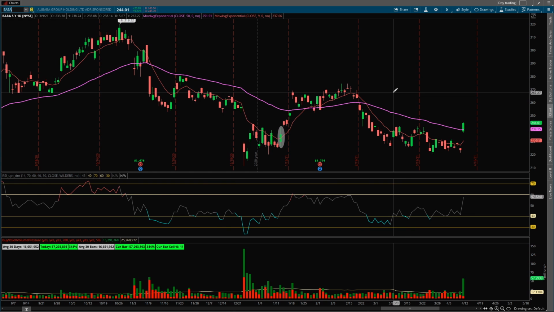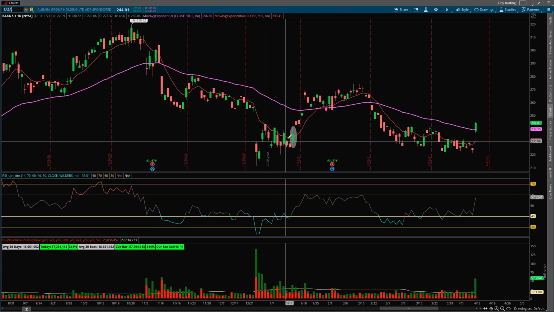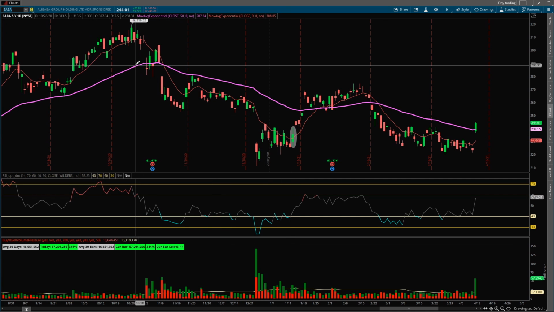This is the daily chart of Alibaba. How do I like to use the RSI personally? Before we get into that, let's look at the history. We're going to be paying attention to this candle right here. But before we get there, let's look at the history of that chart.